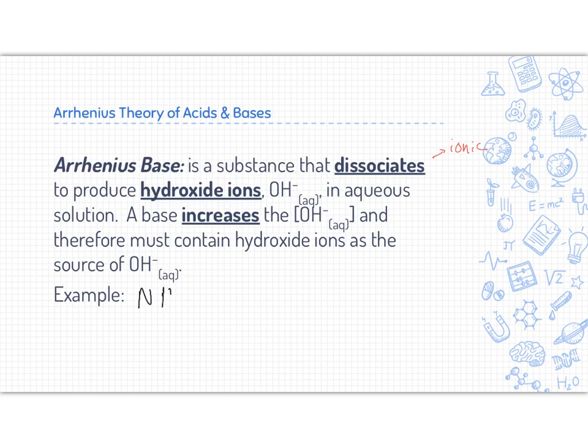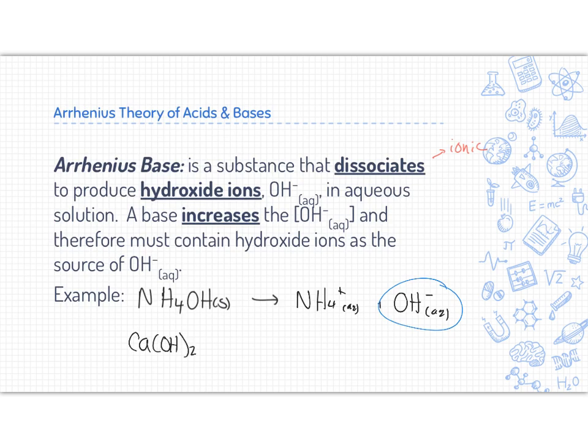So an example, let's use ammonium hydroxide. When I put it in water, it will dissociate into NH4+ and OH-. The OH- on its own is what makes this solution basic. We could also use calcium hydroxide as an example here. Calcium hydroxide dissolves in water, or dissociates, into calcium ions and 2 OH- ions. Again, the fact that these OH- ions are free in solution is what makes this solution basic.